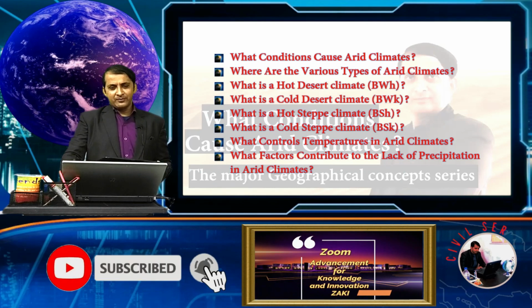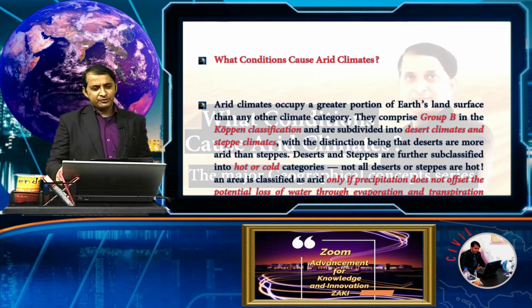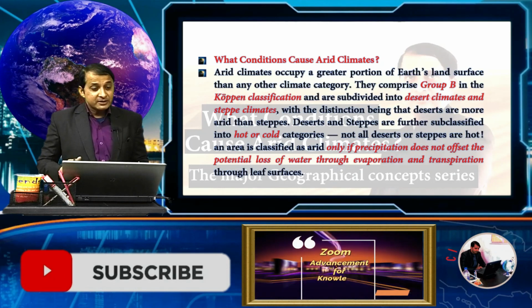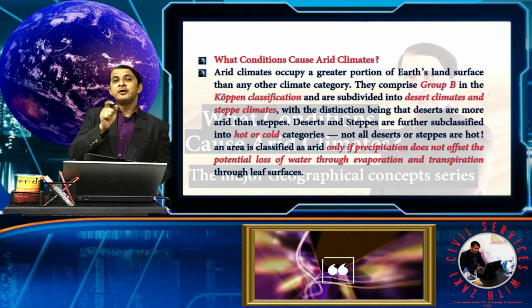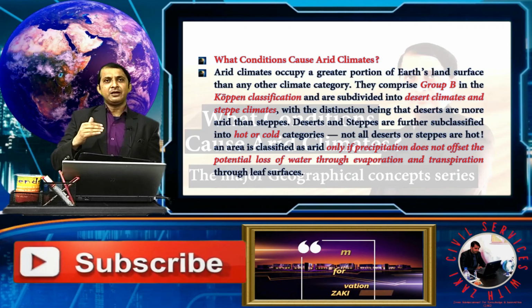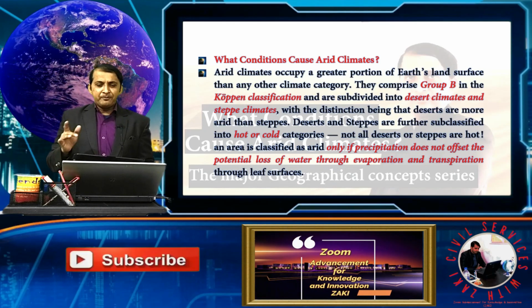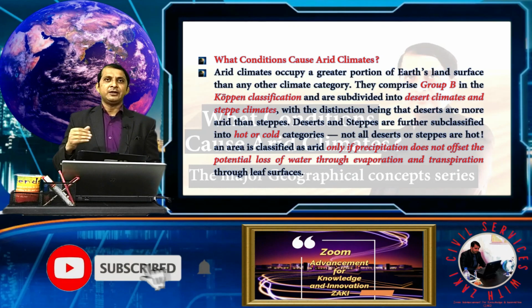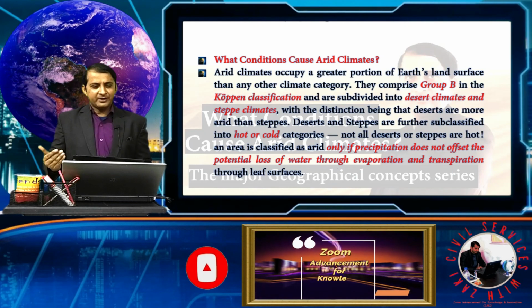Now we move forward and see what conditions cause arid climate. Arid climate occupies a greater portion of the land surface, more than 20 to 25%, including 13% of hot deserts. It is the largest climate category across the globe. In the Köppen classification, they comprise group B.